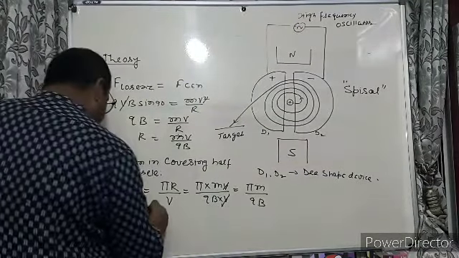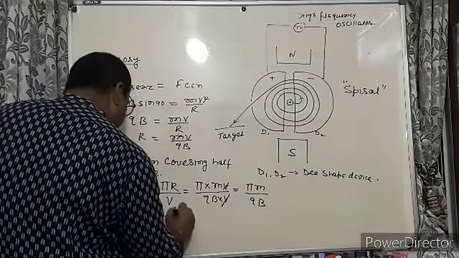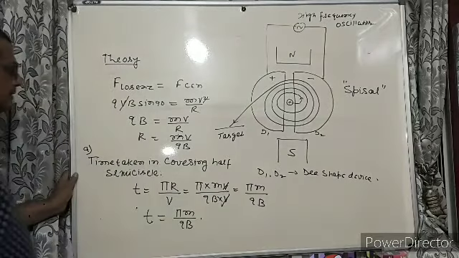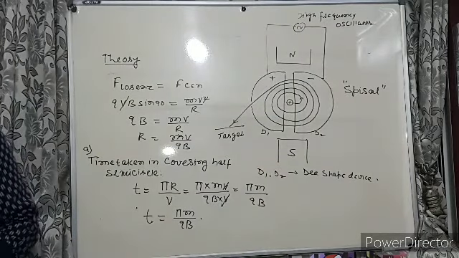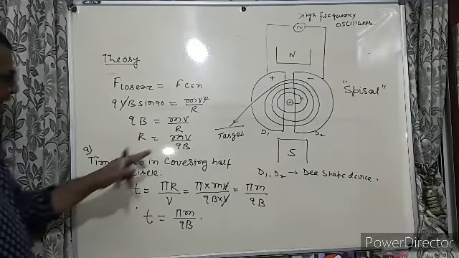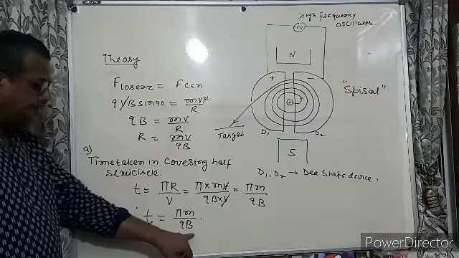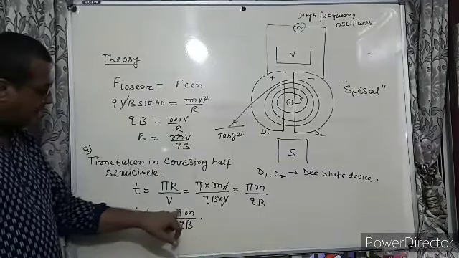I think it is clear. Pi m by qB. In covering the half semicircle, we have got the time pi m by qB. It is not depending on velocity.